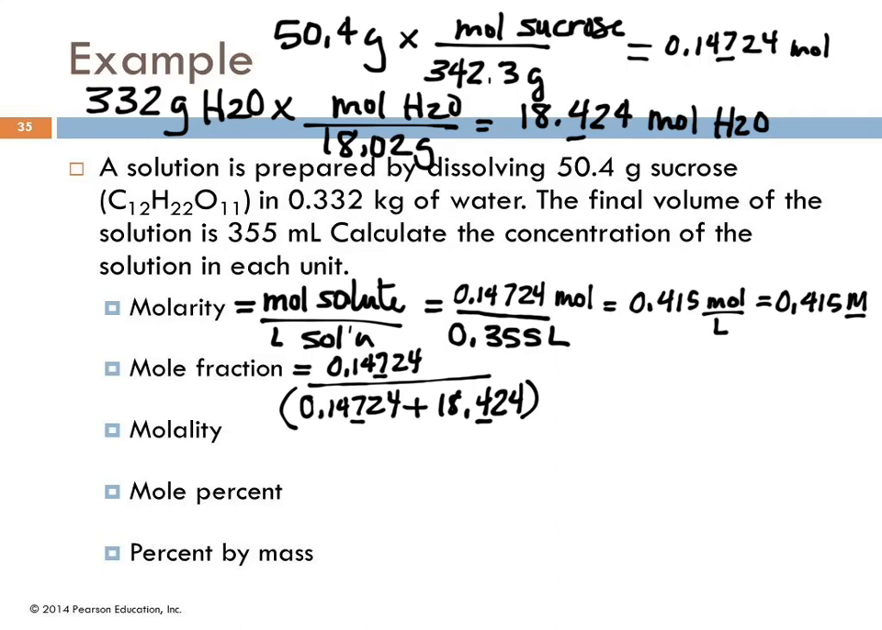You have to be careful on your calculator when you divide by that sum. There's different ways to do it, but you can use parentheses. So 0.14724 divided by open parentheses 0.14724 plus 18.424 close parentheses equals, and the result there is going to be 0.007928. We have to figure out how many significant figures.